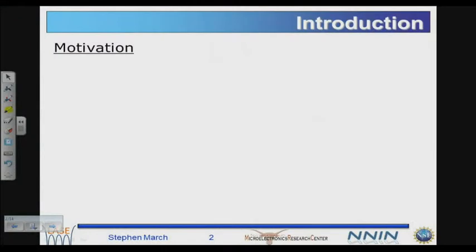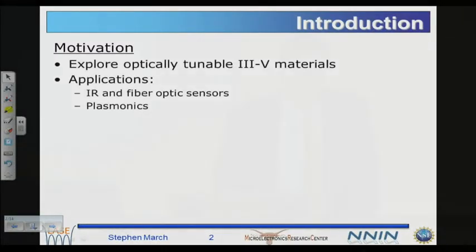So my study focused on the characterization of optically tunable 3-5 semiconductors for different engineering applications, and the insight provided from this investigation sheds new light on different optical applications and the materials and how you can use them. Starting with a brief motivation, there are several optically tunable 3-5 materials, and the applications we're interested in are infrared as well as fiber optic sensors and plasmonics too.